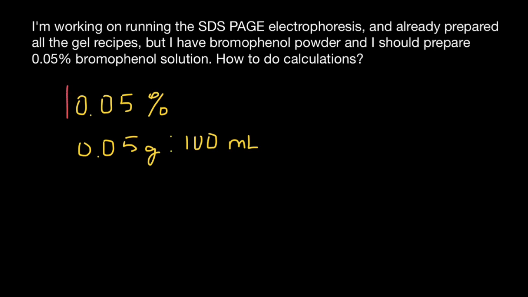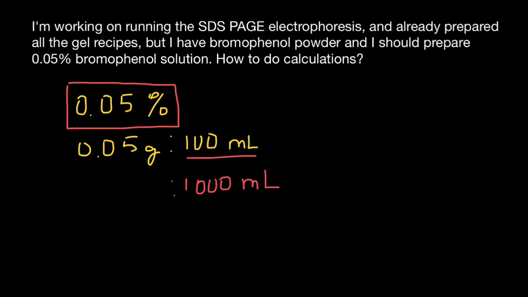What if you need the same concentration, but you need 1 liter? 1 liter is 1000 milliliters. So, as you see, we increased this part 10 times. That means we also have to increase the part on the left 10 times. So, we are going to get 0.5 grams. The concentration is going to be the same. If we increase volume 10 times here, then we have to increase grams also 10 times here.